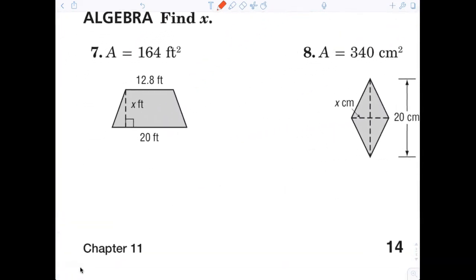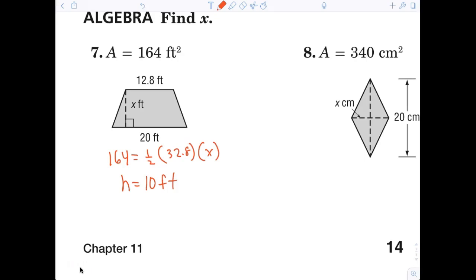Now finally, we just have to work backwards here, guys. You're given the area, you have to find the missing piece. So, of course, I want you to write 164 is equal to 1/2 32.8 times x. So the height is how much? I got 10. Oh, I see. The height is 10 feet. Are we okay with that?